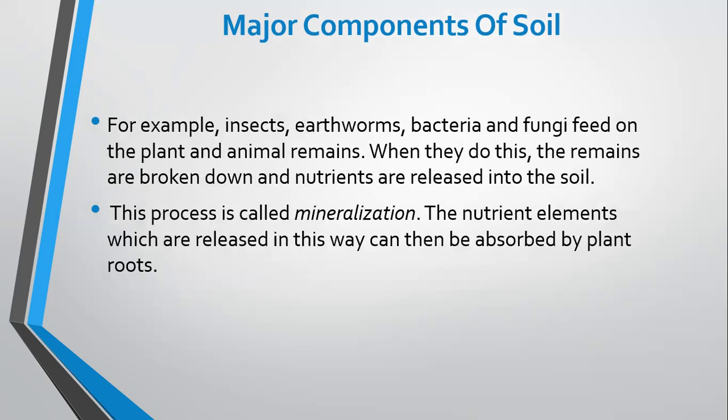For example, insects, earthworms, bacteria, and fungi feed on the plant and the animal remains. Now, when they do this, the remains are broken down or decomposed, and the nutrients are released into the soil. Now, this process is what we call mineralization. Also, the nutrient elements which are released in this way can then be absorbed by the plant roots and hence enable the growth of the plants. And also, these living organisms enable the formation of the humus.